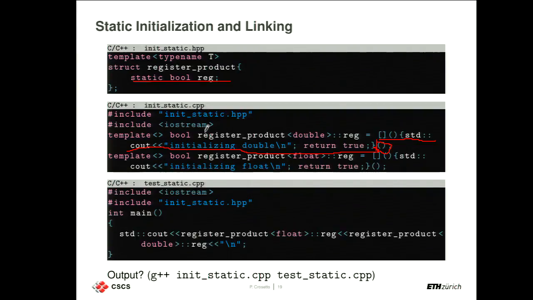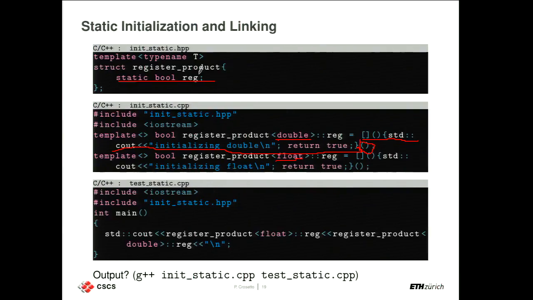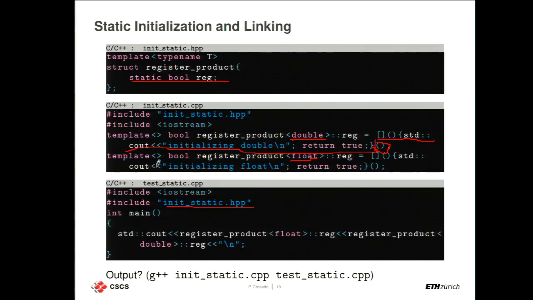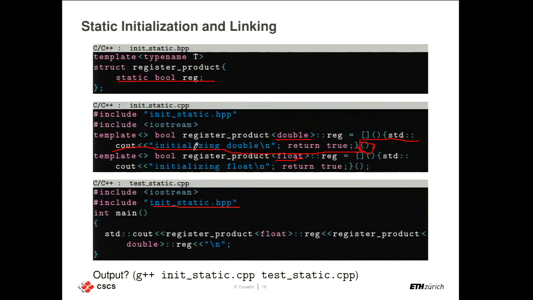And the same thing is done for a specialization for double and a specialization for float. So if this T is double or float, then I have the definition for this reg boolean. Then in my main, I include this init static.hpp. So this will be in another translation unit with respect to this. And what will be the output of this then? Will this "initializing double" and "initializing float" be called? So who thinks that this will be printed out, initializing double and float?